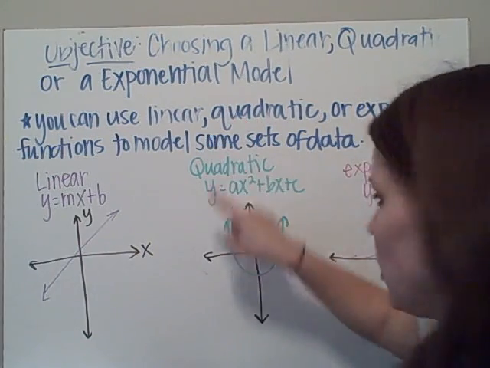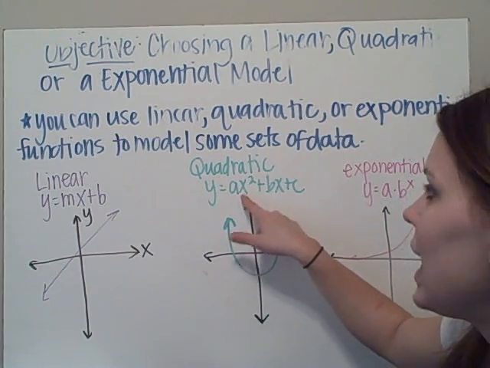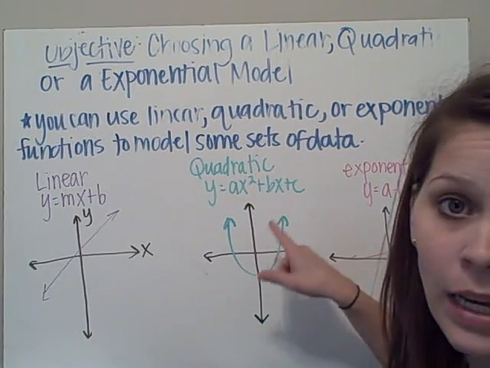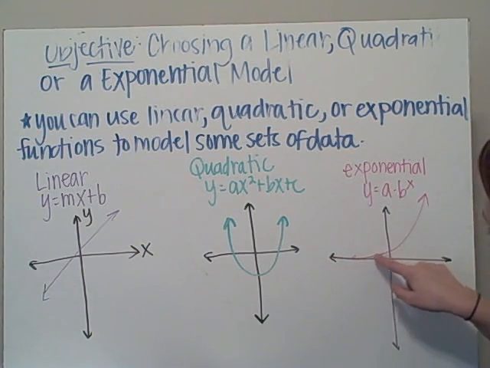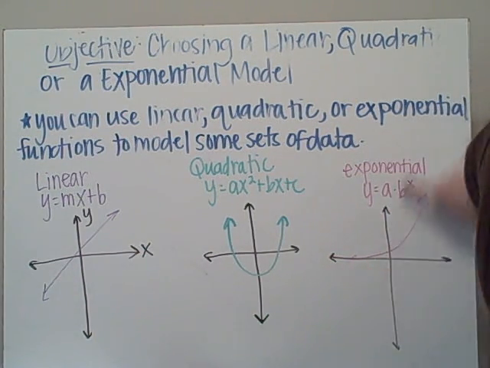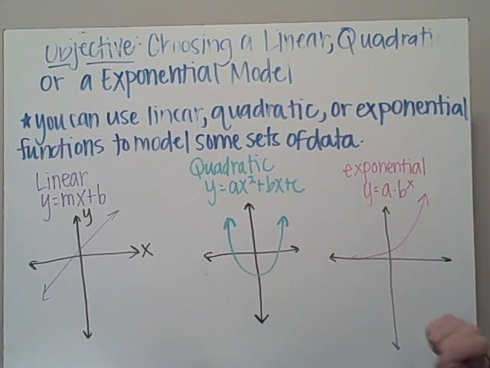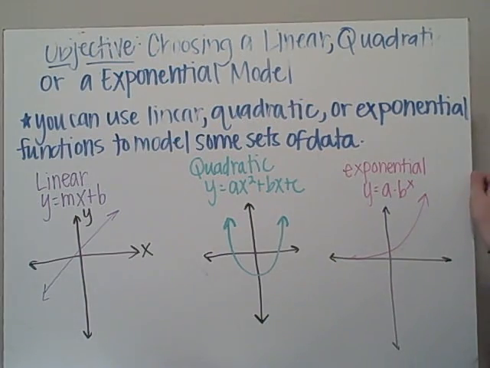In a quadratic, you have a parabola, where your function rule is y equals ax squared plus bx plus c. Or you have an exponential function that rides close to the x-axis, it never goes underneath the x-axis, and then quickly shoots up, with a function rule of y equals a times b to the x power.